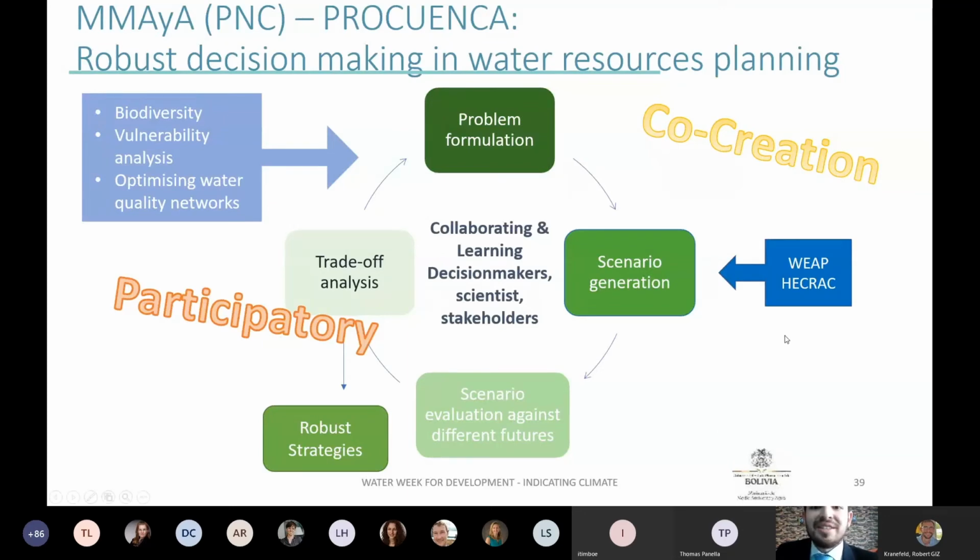So this is like the baseline, this one on the left. And then we do the modeling, which is looking into problem formulations, which you can see here. Then we develop scenarios and the modeling, which can be done with WEAP, for example, as we see here, and HEC-RAS, or any other hydrological and hydraulic model. Then we evaluate the scenarios against different futures. We are looking at a trade-off analysis, so we are developing robust strategies for the future. And the important part here is the collaboration and learning with decision makers, scientists, and stakeholders. This is key to the process because it is participatory and promotes co-creation.